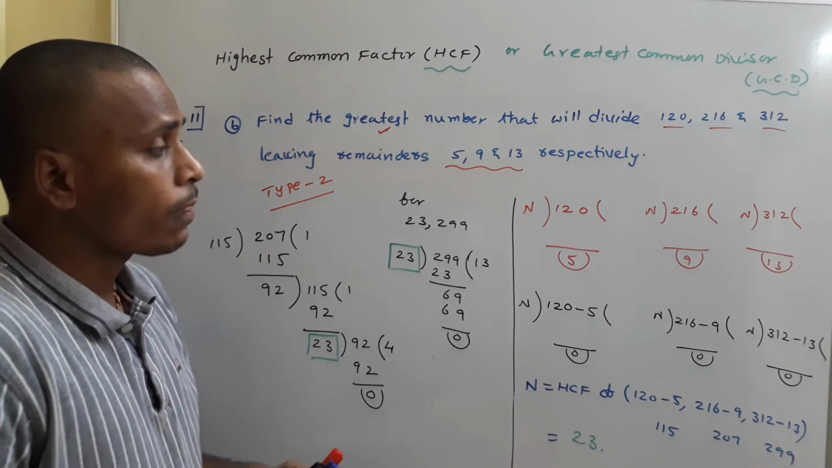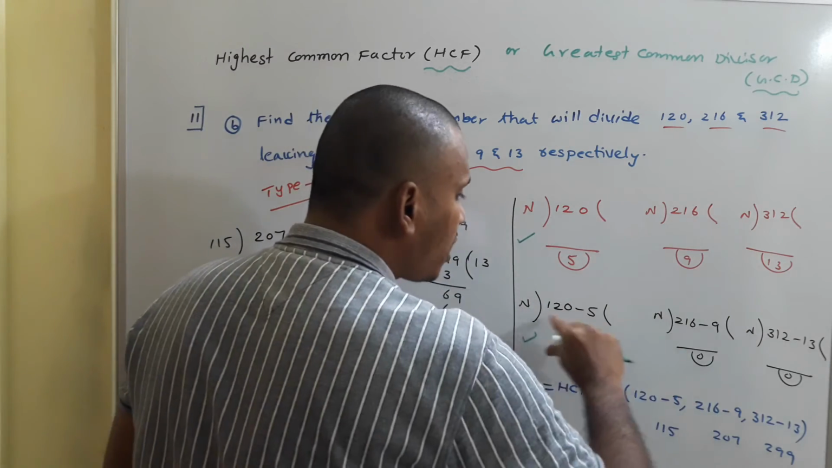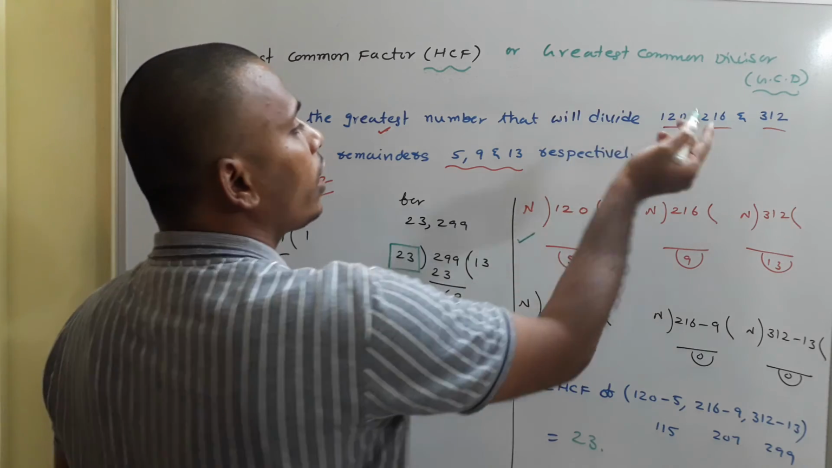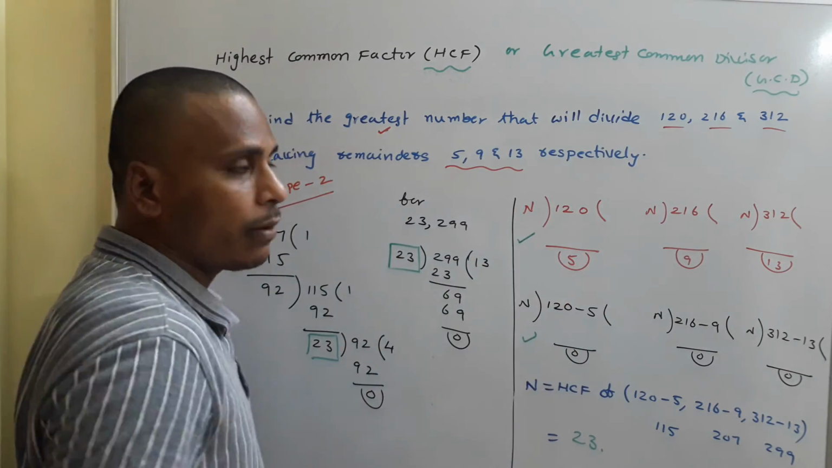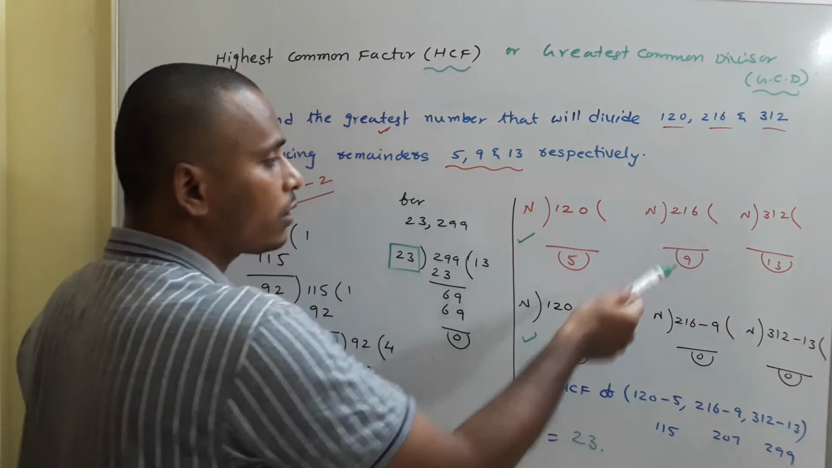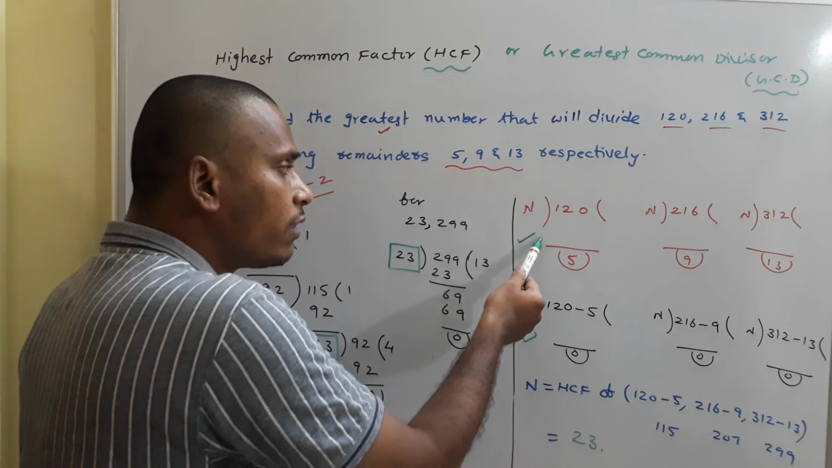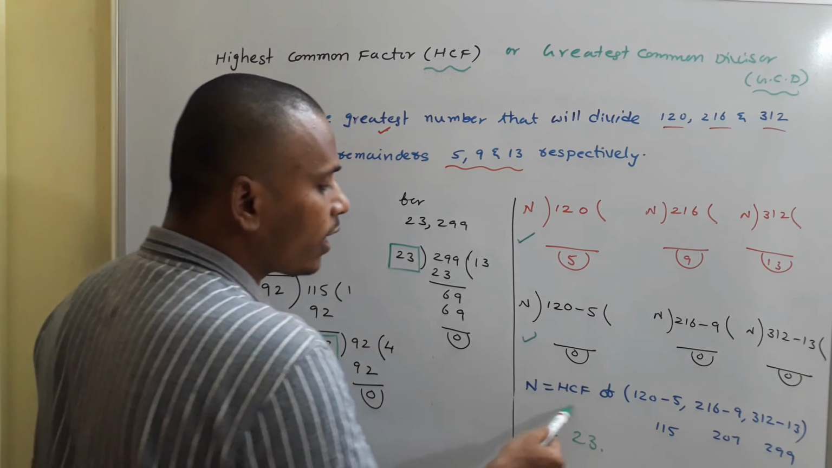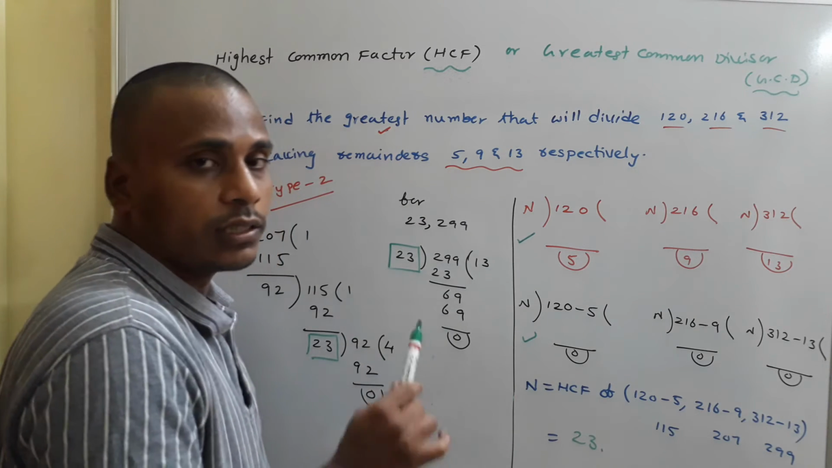Actually, we are analyzing the question with these two steps. As per the problem, when you divide 120 by a number, 5 is the remainder. When you divide 216 by a number, 9 is the remainder. When you divide 312 by a number, 13 is the remainder. This is just for the analysis of the problem. And we are rewriting the division step. From this, it is very clear that the HCF is of 120 minus 5, 216 minus 9 and 312 minus 13.